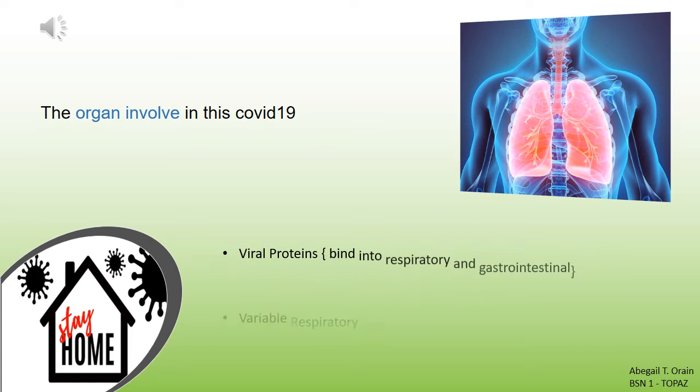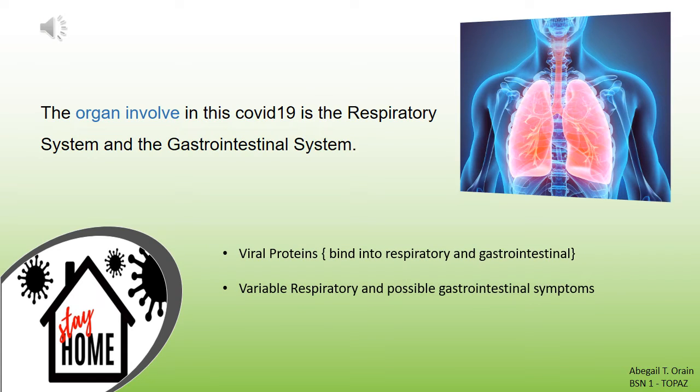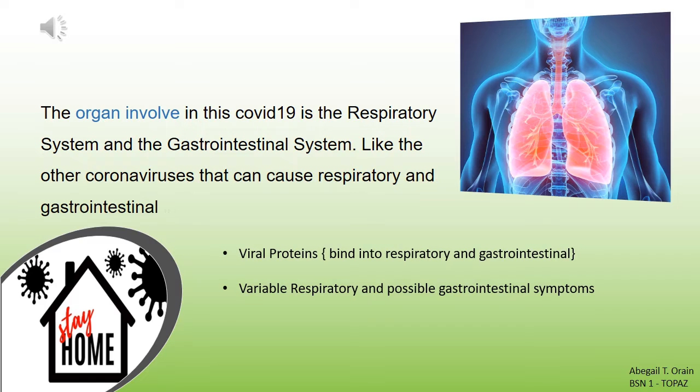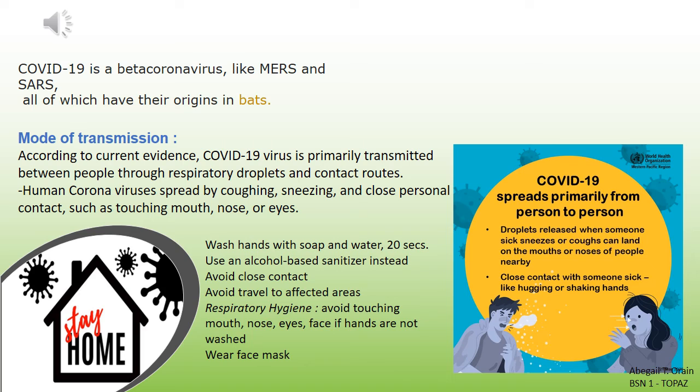The organs involved in COVID-19 are the respiratory and gastrointestinal systems, just like other coronaviruses that can cause respiratory and gastrointestinal infections. It is able to bind to respiratory and gastrointestinal cells with its viral proteins, and it can lead to variable respiratory and possible gastrointestinal symptoms. COVID-19 is a beta coronavirus like MERS and SARS, all of which have their origins in bats.